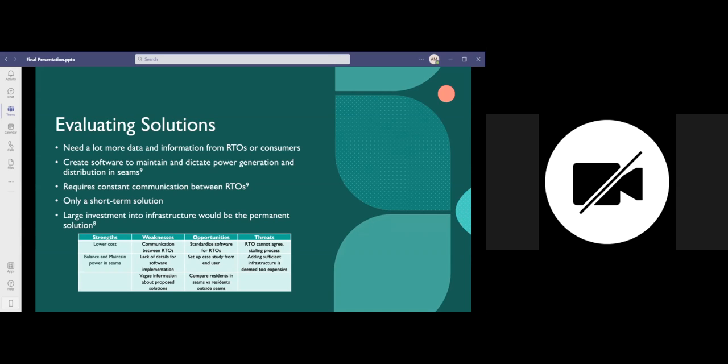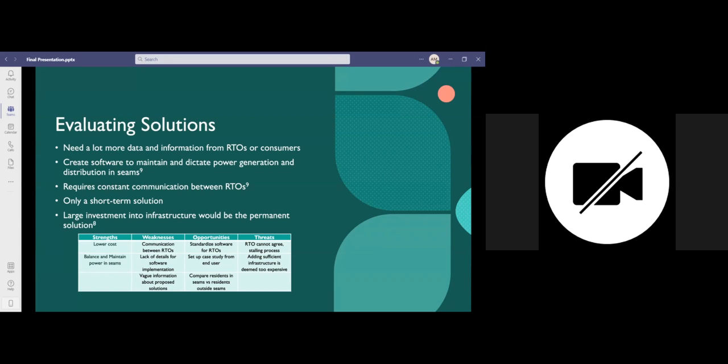All right, so firstly, out of all the team's extensive research, we found that a lot more data gathering and analysis needed to be done for better transparency of what happens in the seams for consumers and what the RTOs face day to day. What we do recommend is upgraded software for RTOs to maintain and dictate power generation and distribution in those seams. If there was more access to the data, a plan for how the RTOs need to distribute and plan in the seams could help with outages and lower costs for consumers. Improved software would help balance when and which RTO is supplying power into those seams. This plan and software would require the commitment of multiple RTOs with constant communication between them, just like we stated in the previous slide. This recommendation is only more of a short term and is more of a patch than a solution.